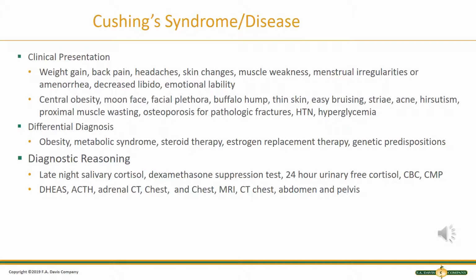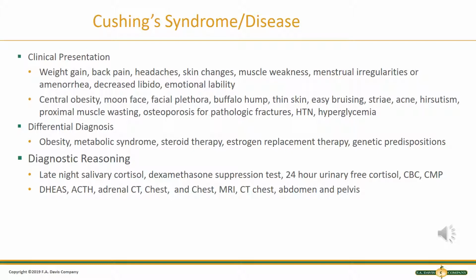Classically, you're going to see the central obesity, the moon face, the buffalo hump, the thinning and bruised skin, the striae, proximal muscle wasting, and they could have presented to you for pathologic fractures or osteoporosis.